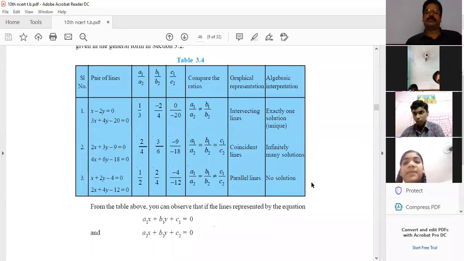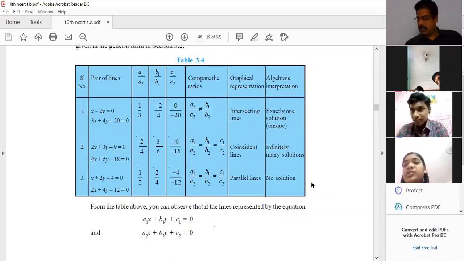Next. And in the third equation, A1 by A2 is equal to B1 by B2, that is not equal to C1 by C2. They are parallel lines and no solution. It is inconsistent. So no solution, that's why we need not solve. Solutions are not there, so you need not solve inconsistent equations.